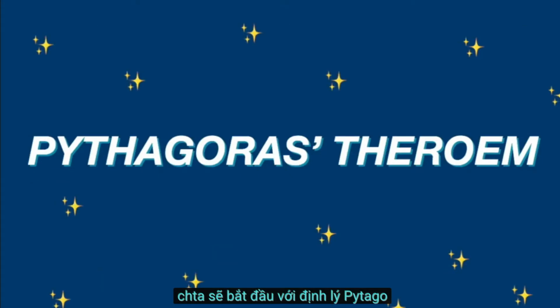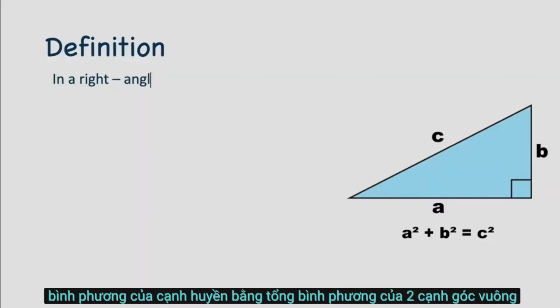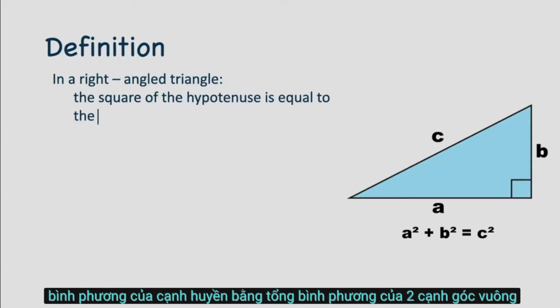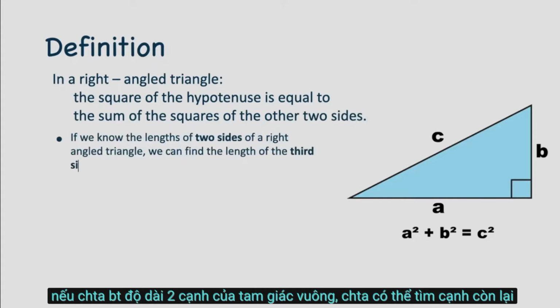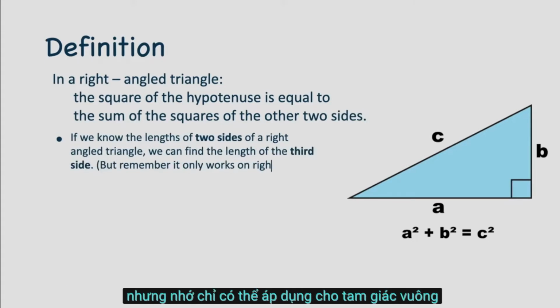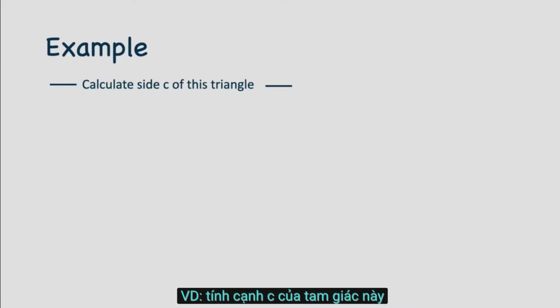26.1 Pythagoras theorem, definition. In the right-angled triangle, the square of the hypotenuse is equal to the sum of the squares of the other two sides. So if we know the length of two sides of a right-angled triangle, we can find the length of the third side. But remember, it only works on right-angled triangles. So the formula is a squared plus b squared equal to c squared. Let's move on to the example.